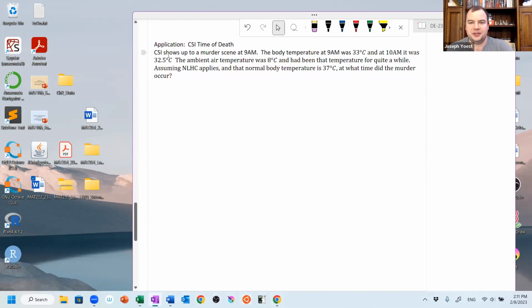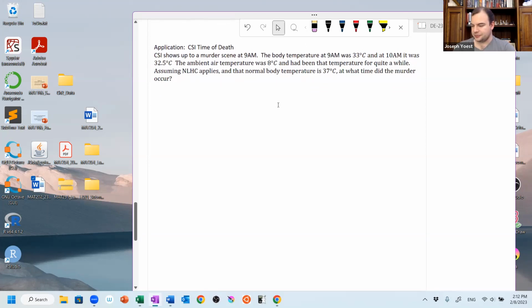So CSI, crime scene investigation, shows up to a murder scene at 9 a.m. and they measure the temperature of the body. At 9 a.m., it's 33 degrees Celsius. They wait an hour, they measure it again at 10 a.m., it's 32.5 degrees Celsius. And the ambient air temperature was 8 degrees Celsius and had been a steady 8 degrees Celsius for quite a while. If we assume that Newton's law of heating and cooling applies to this situation, that it's a reasonable approximation, and that normal body temperature is 37 C, at what time did the murder occur? So that's what we want to find out.